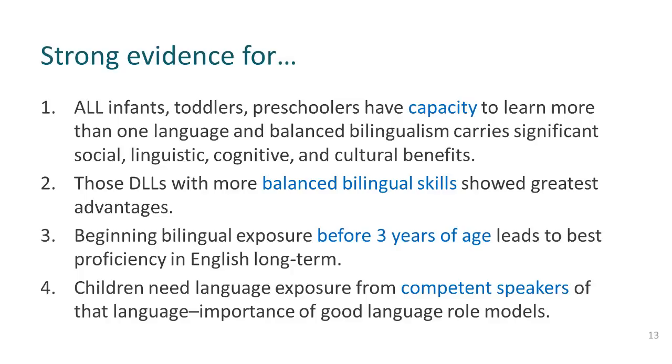The third point: beginning bilingual exposure before 3 years of age leads to best proficiency in English long term. A relatively new finding is that age of exposure is a strong predictor of eventual long term proficiency in English, which also presents a conundrum to the field. And we know this because of the lab studies that have been done on babies and neurocognitive consequences of exposure to more than one language. So children are capable of learning two languages. They're capable of becoming proficient in two languages. And if you start earlier, long-term advantages in the second language seem to be higher.